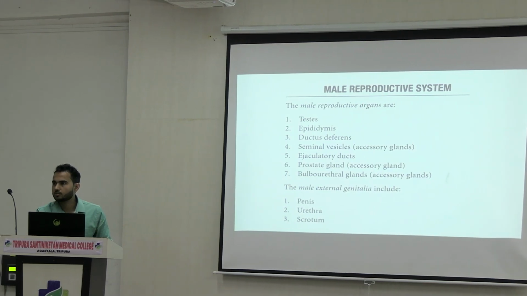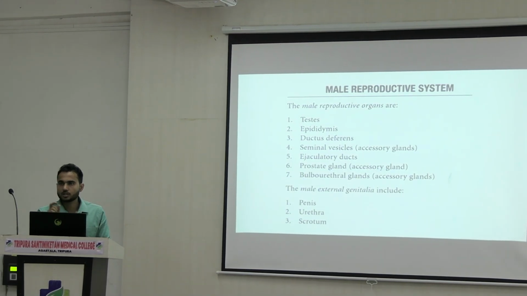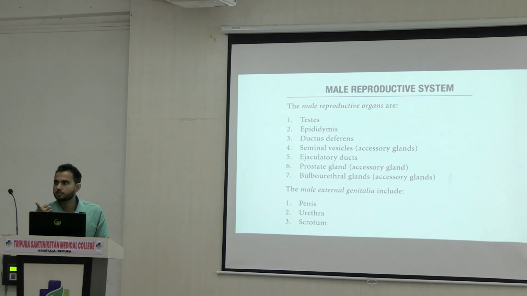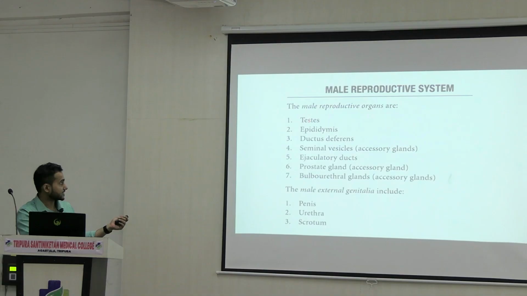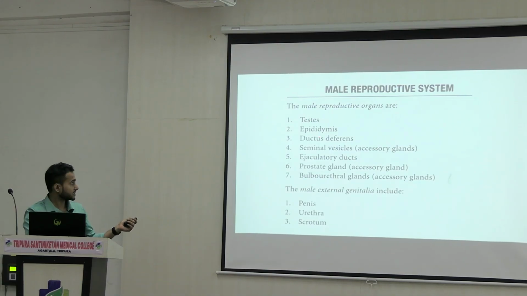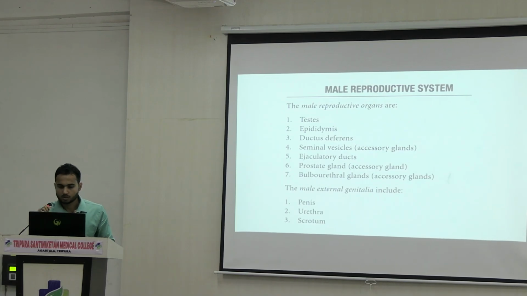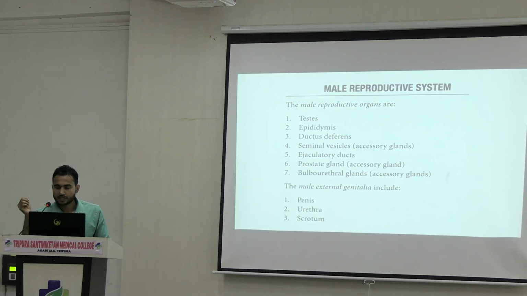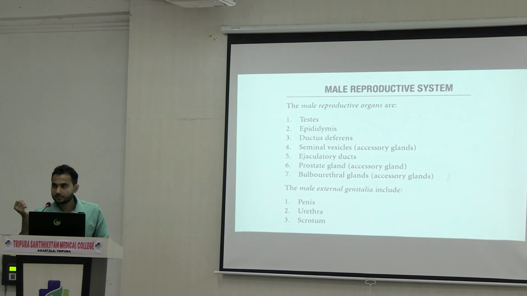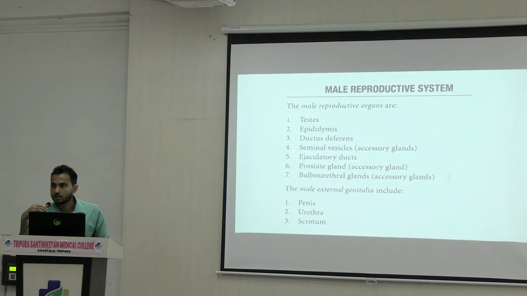Okay, now in histology we don't have to study everything. There are some important selective topics or points which we have to discuss. Okay, today I will try to complete as much as possible. Whatever will be left we will discuss during the histo demonstration class. Now if you see the list, first testis is there, then epididymis, ductus deferens, seminal vesicles, ejaculatory duct, prostate gland and bulbourethral glands. And in case of external genitalia, first penis is there, urethra and scrotum.